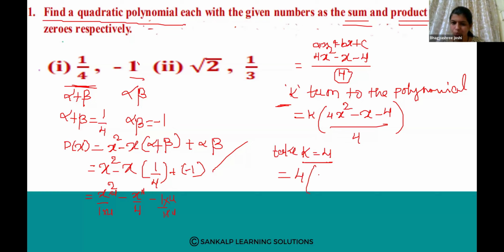So 4 into 4x square minus x minus 4 divided by 4. 4 and 4 will get cancelled. What you will get? P of x equal to 4x square minus x minus 4. Now this is in the form of ax square plus bx plus c. This is our required quadratic polynomial. So, what is the final polynomial we got? 4x square minus x minus 4 is our answer. Understood?